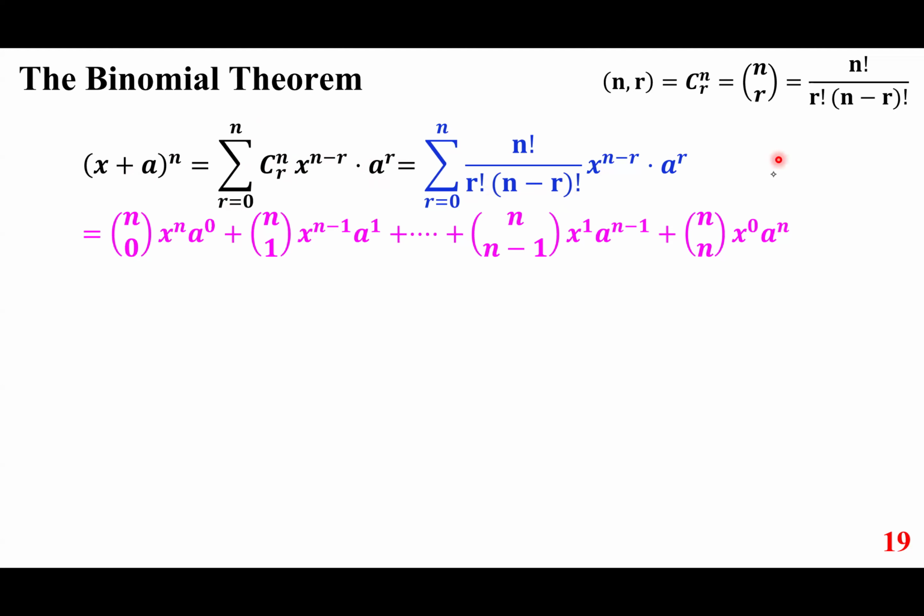In the general format, what happens? For the first one, you replace the r with 0, and so this is n factorial over n factorial, okay? So C(n,0) x to the power of n a to the power of 0, plus C(n,1) x to the power of n minus 1 a to the 1, all the way to the last one, C(n,n) x to the power of 0 a to the power of n. So that's the general format.